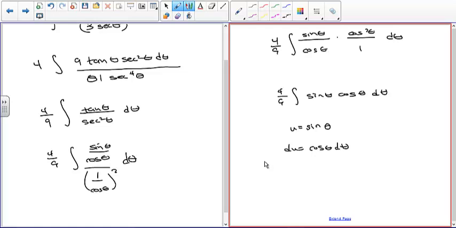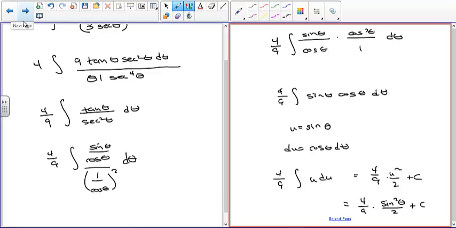Okay, so what we have is 4/9 times the integral of u du, which is 4/9 times u squared over 2 plus c. So finally I was able to integrate a polynomial, that's in the book. And then you would substitute back in, so you'd get 4/9 u squared, u is sine, so you get sine squared theta over 2 plus c.